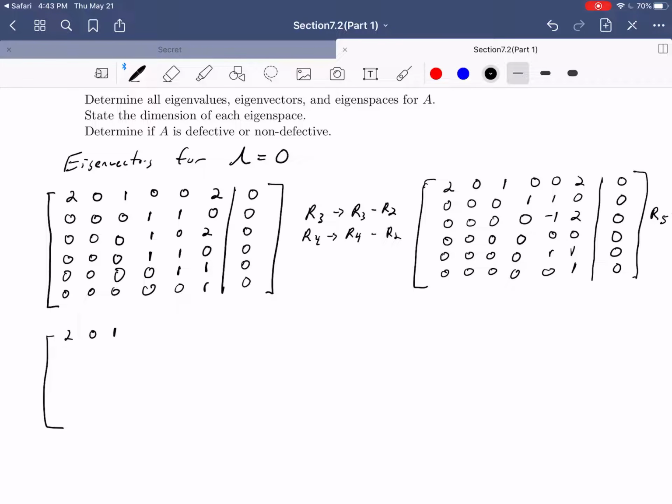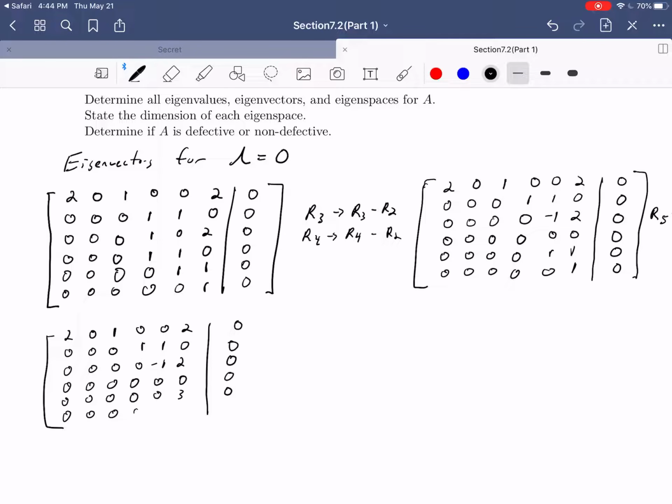2, 0, 1, 0, 0, 2. And then 0, 0, 0, 1, 1, 0, and 0. And then 0, 0, 0, 0 minus 1, 2, 0. And then on that 0 row, which we'll put at the bottom, and 0. And then 0, 0, 0, 0, we're adding that guy on, so 0, 3, and 0. And then 0, 0, 0, 0, 0, 1, 0.